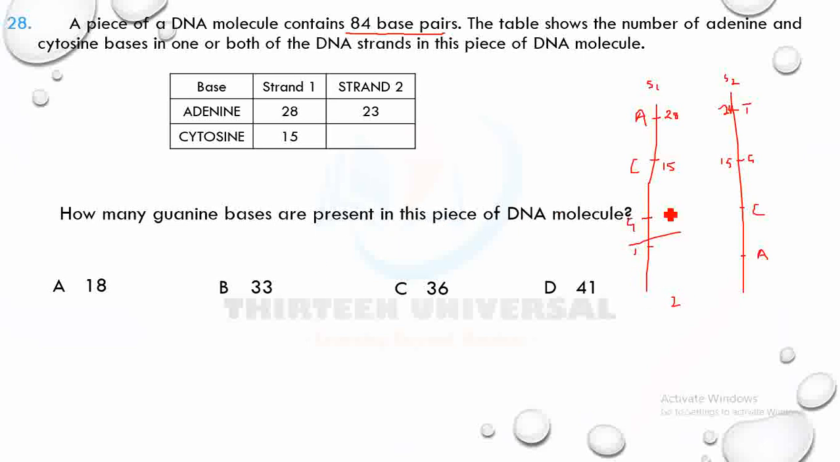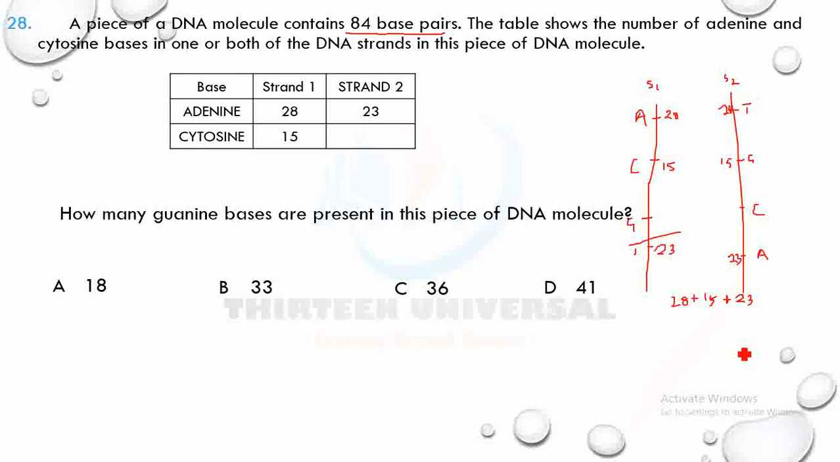Okay, let's go, guys. So if you add 28 base pairs plus 15, what will it give you? Punch your calculator. Remember that we're not done. Adenine in strand 2 was 23, and we didn't add it. So that means thymine here will be 23. So let's add it: 28 plus 15 plus 23. What will it give you?